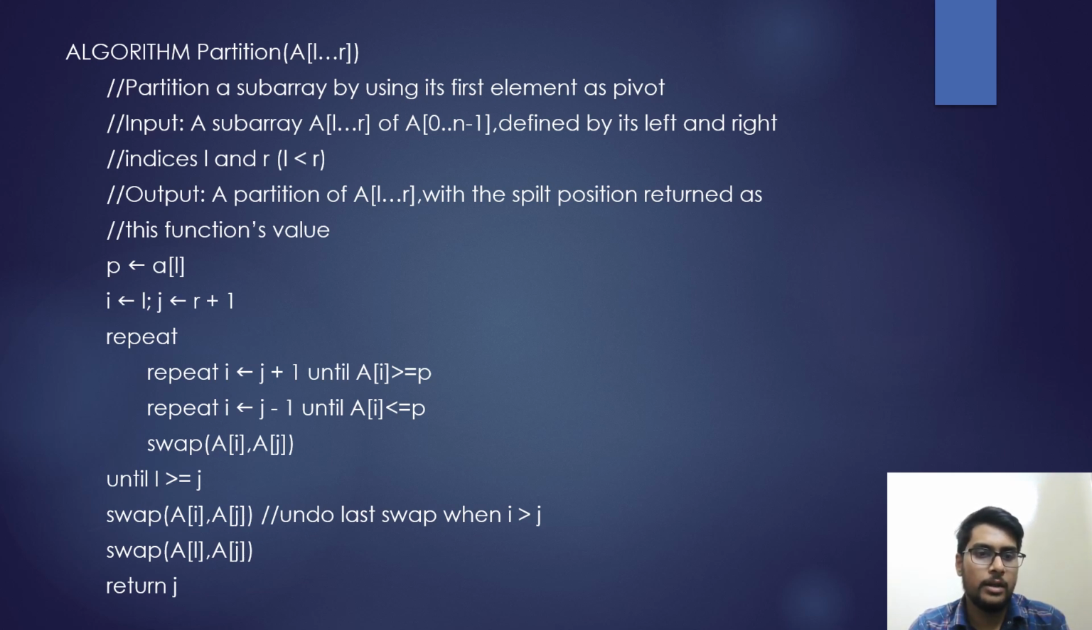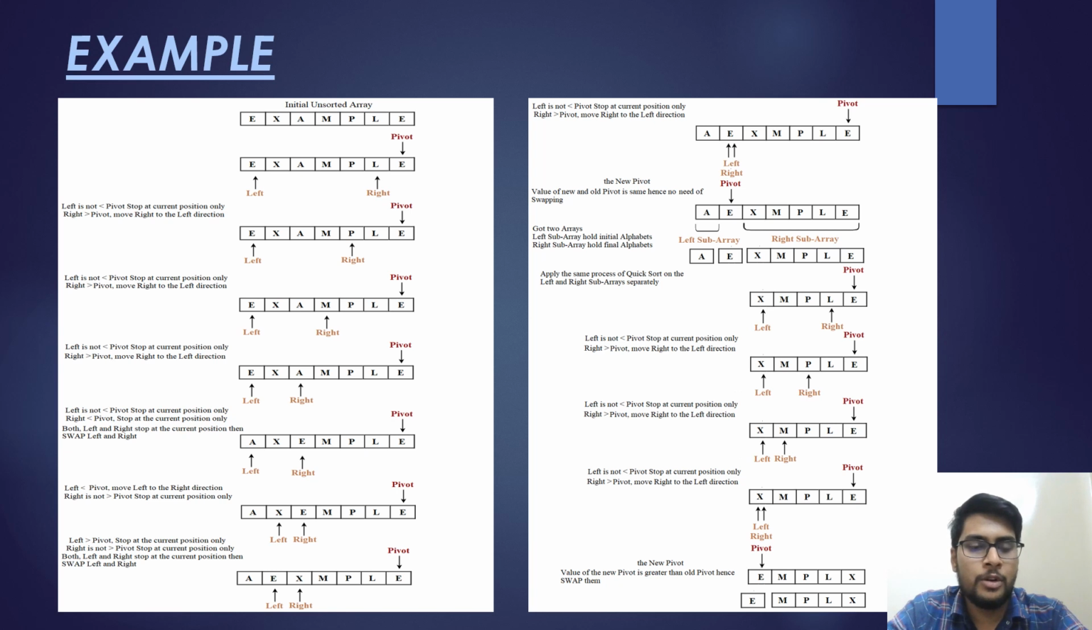P equals A[L], i equals L and j equals R plus 1. Repeat i equals i plus 1 until A[i] is greater than or equal to P. Repeat j equals j minus 1 until A[j] is less than or equal to P. Swap A[i], A[j] until i is greater than or equal to j. Swap A[i], A[j]. Undo last swap when i is greater than or equal to j. Swap A[L], A[j]. Return j.